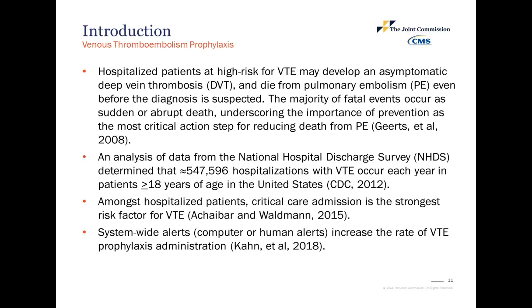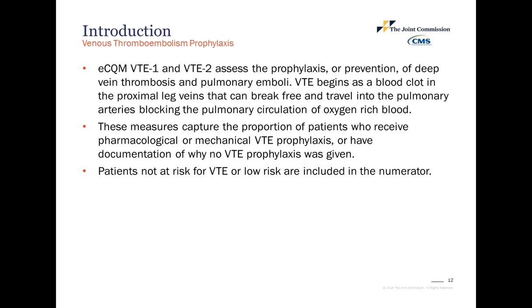Hospitalized patients are at risk for developing venous thromboembolism, either a blood clot in a deep proximal leg vein or a pulmonary embolism, which can result in sudden death. Prevention is critical for reducing VTE-related mortality. According to the CDC, nearly 560,000 patients age 18 years and older are hospitalized in the United States each year for VTE. Critical care admission is the strongest risk factor for developing a VTE while hospitalized, and system-wide alerts are being used to increase VTE prophylaxis administration during the hospital stay.